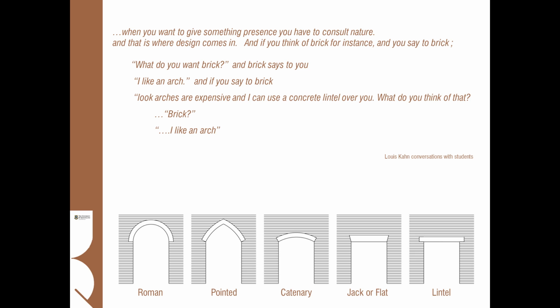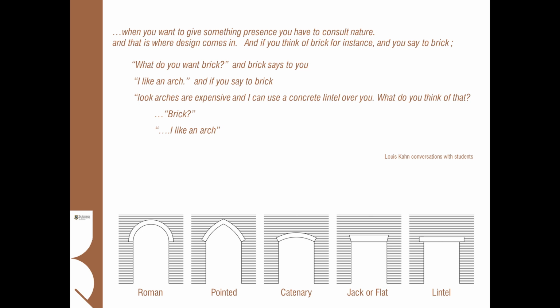A very popular or famous conversation Louis Kahn had with his students discusses the brick and tries to distill its inherent characteristics. And this rather strange conversation, where the brick and a window opening have this interplay: when you ask of the brick, what do you want, as Louis Kahn says, the brick intrinsically wants to be a compression structure, in this case an arch. I like an arch, says the brick.